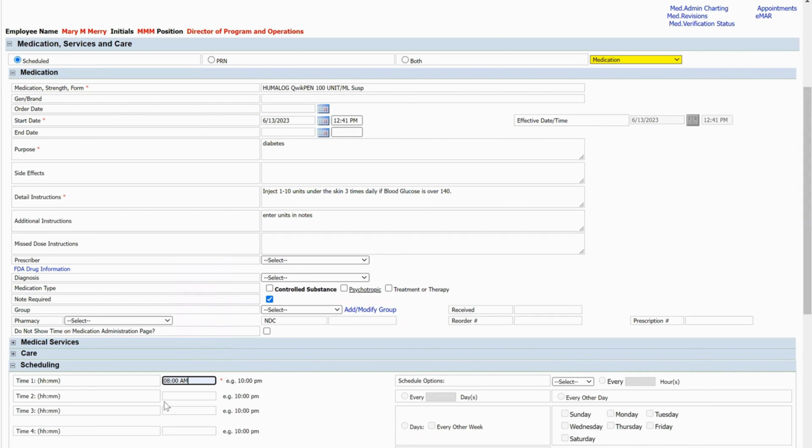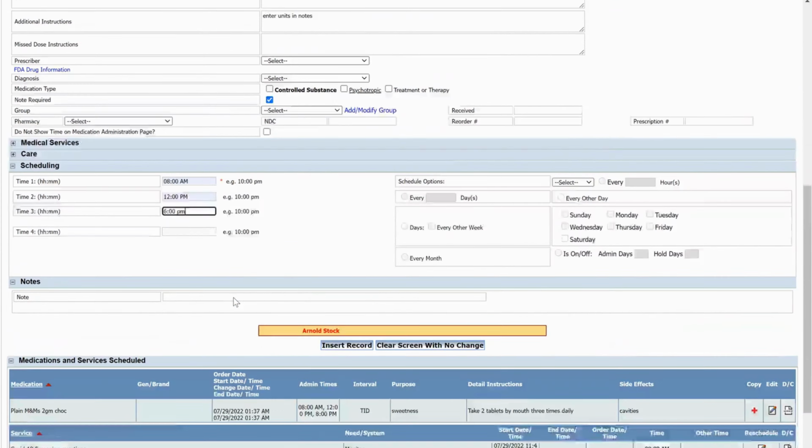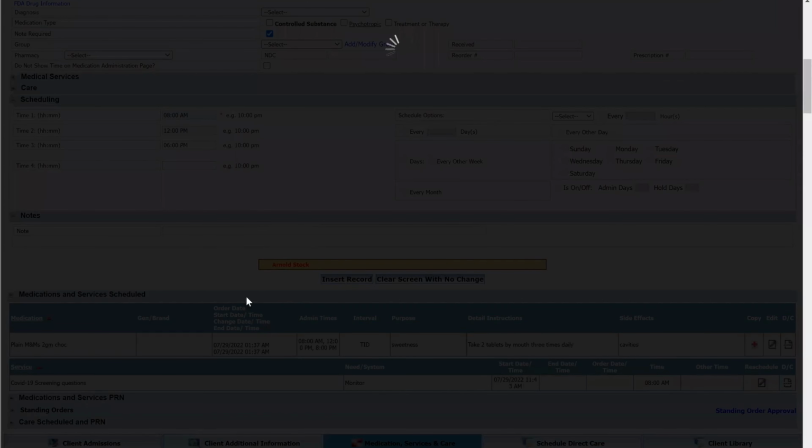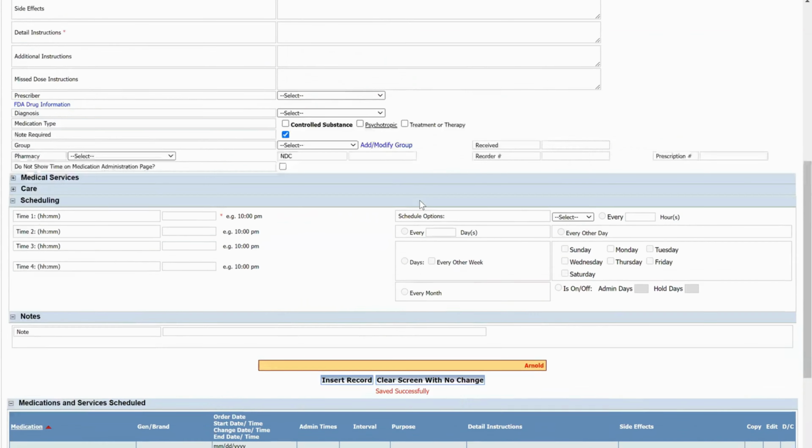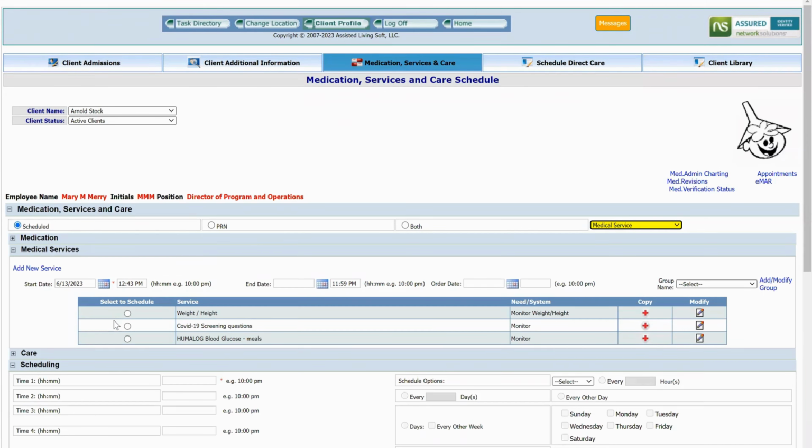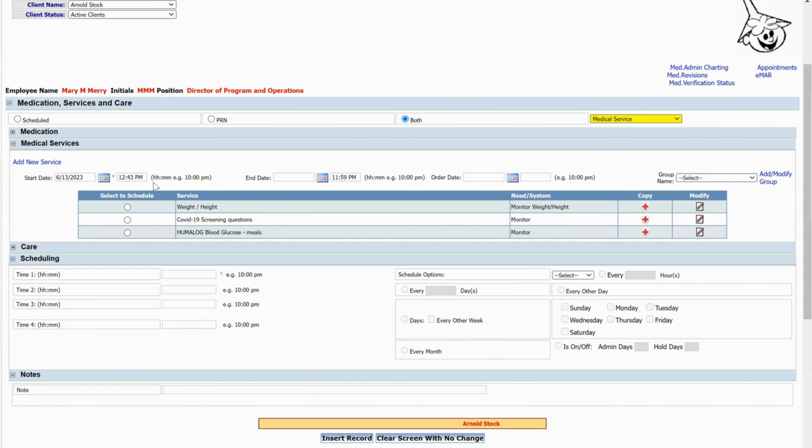So let's say breakfast is at 8, lunch is at noon, and dinner is at 6. So I'm going to enter that in here. All right. Next thing I'm going to do is turn this medication screen into a medical service screen, and I'm going to schedule my Humalog blood glucose for meals. I'm going to make it a both, just in case it's over 350 and I have to check again in 15 minutes. I would need a PRN of that.